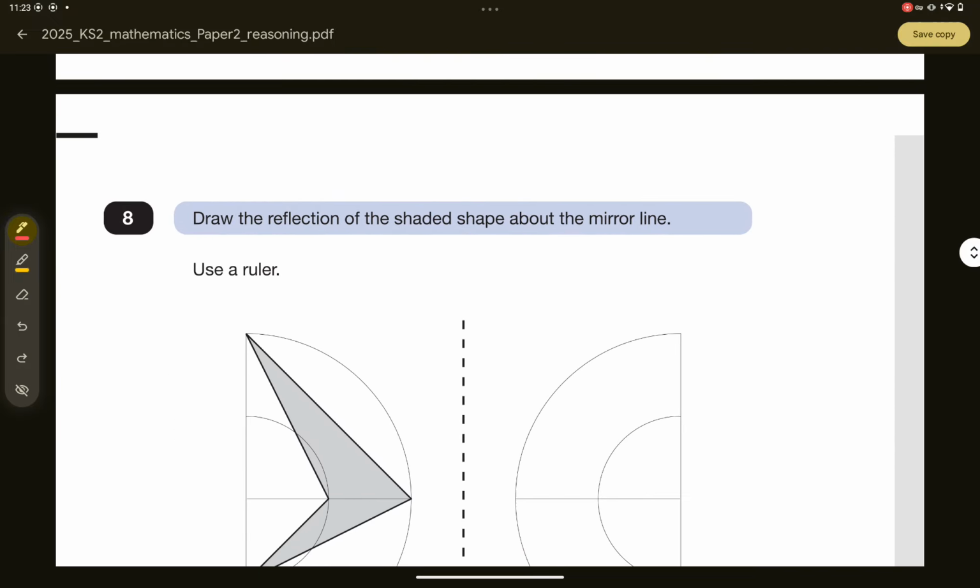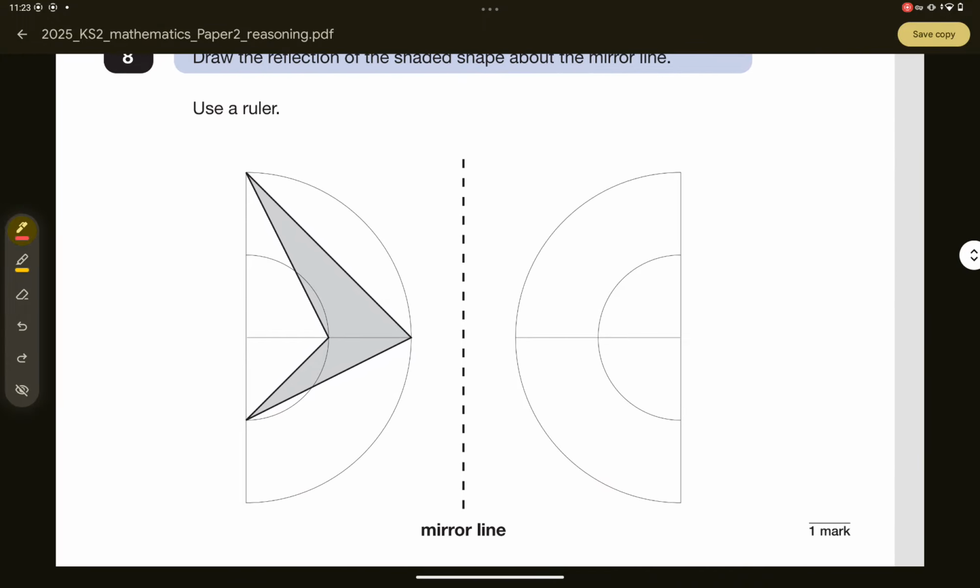Draw the reflection of the shaded shape about the mirror line. Use a ruler. The test will probably also give you a mirror, but we don't need one for this, so just work out the vertexes, which is the corners. So here, here, here, and here. So we join the lines up together with a ruler in the real test. If you don't, you probably won't even get the mark. So I didn't do it with a ruler because I don't have one, obviously.